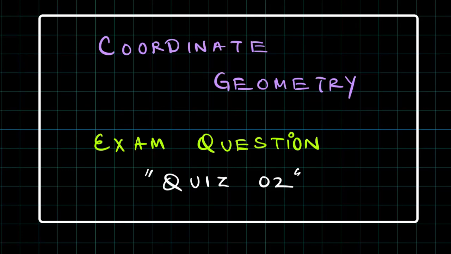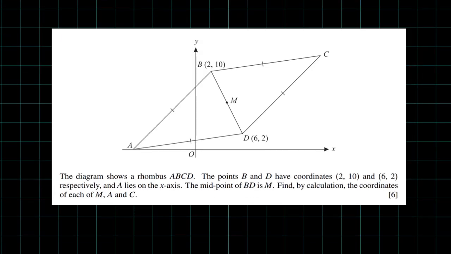Hello everyone. In this video, we will solve another exam question and let's consider it quiz number 2. So now here is the question. Pause the video, try it out. The number of marks equals the number of minutes. That should be our goal in order to attempt an A star, an A grade in AS level.